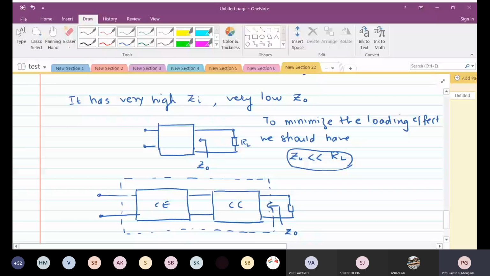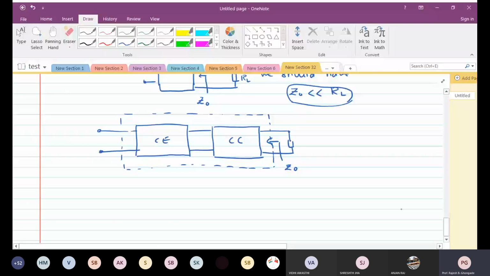So where to use the common collector circuit? Generally for current amplification at the output stage or the output side of the amplifier. This doesn't give you voltage gain, but this gives you current gain, or in other words, it gives you very low output impedance.